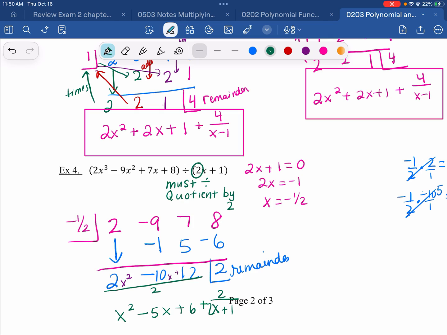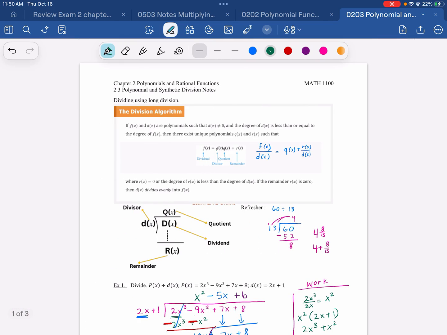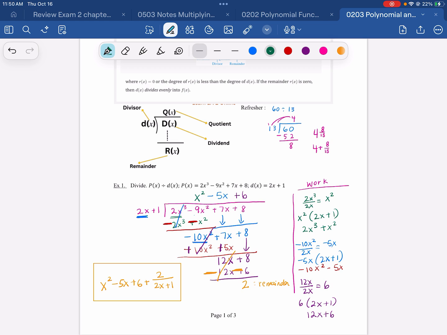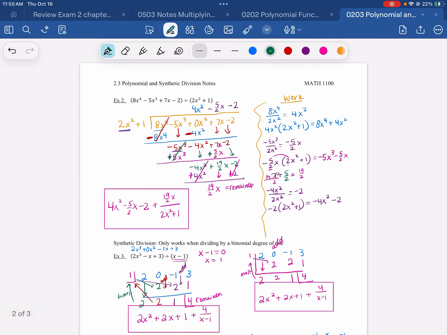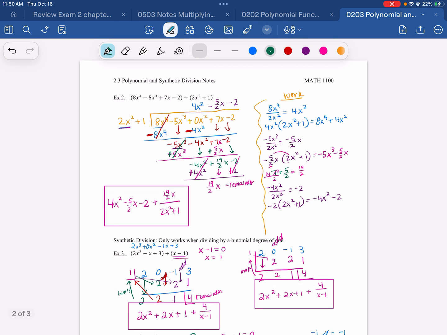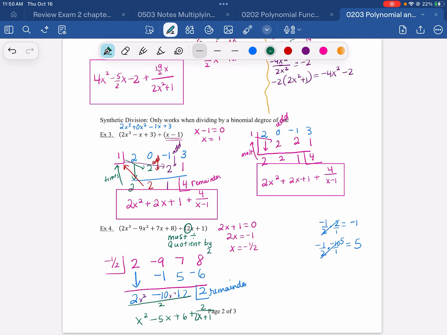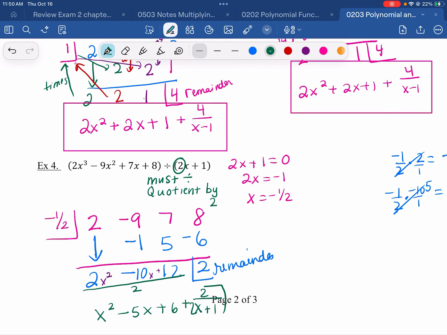So now, do we match? X squared minus 5x plus 6 plus 2 remainder. How did I get a remainder of 4? No, I'm on the wrong problem. Remainder of 2. There it is. So, trickier. These are trickier. If you want to just do long division and not have to think about the dividing, then you don't have to do that.